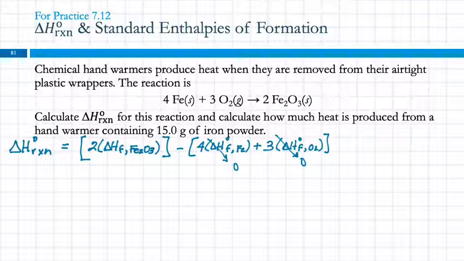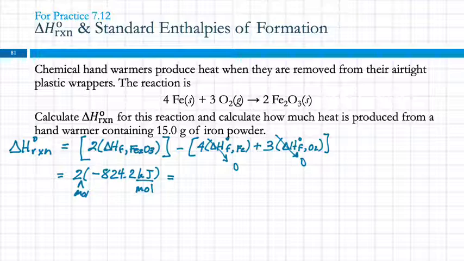which conveniently I still have on the board from the previous example. So this equals 2 times negative 824.2. And really what's happening with the units here is that this is 2 moles times kilojoules per mole. And so the heat of reaction here is 2 times negative 824.2, which is minus 1648.4 kilojoules for the reaction as written.